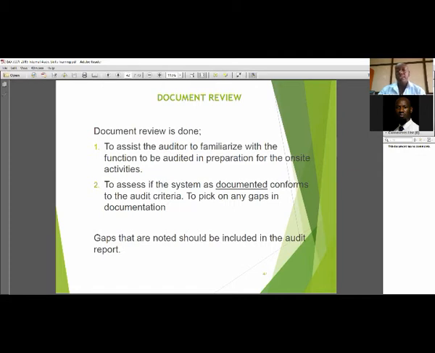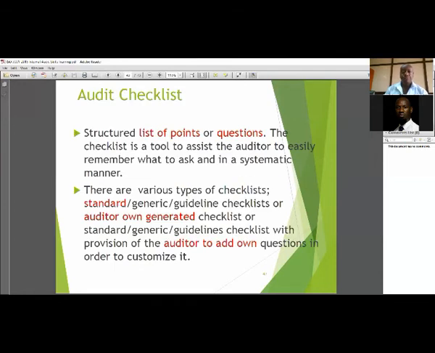First, you are trying to familiarize with the document, with the place where you are going to audit, and at the same time, you'll also be auditing that document. You can audit it and bring out issues whereby if they address them, the document will be better than they give you, no problem. Gaps that are noted should be included in the audit report as you do document review.